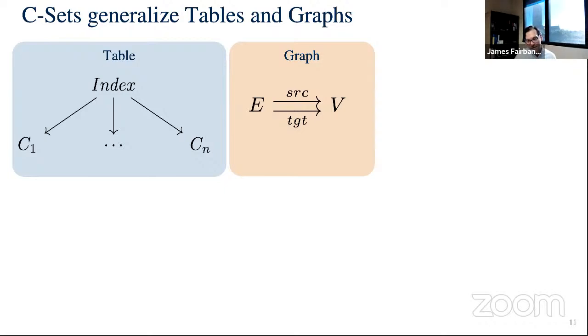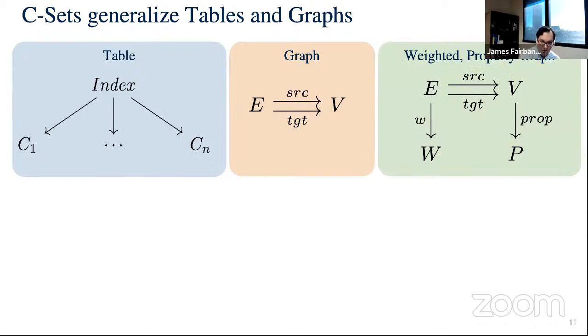Then graphs we've already seen. It's this two parallel arrow schema. We can get a little fancy and do weighted property graphs, where each edge now has a weight and each vertex has a property. And these come from some finite sets of weights and properties.